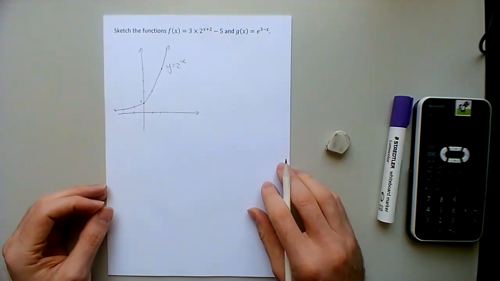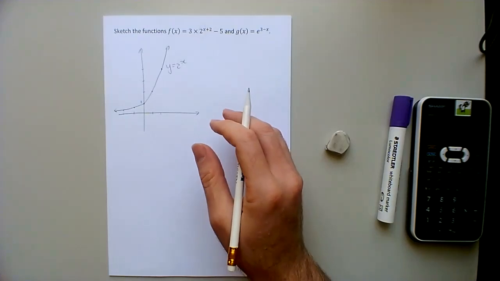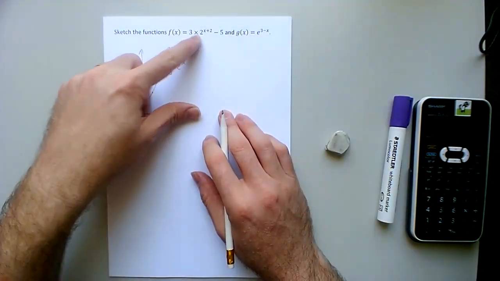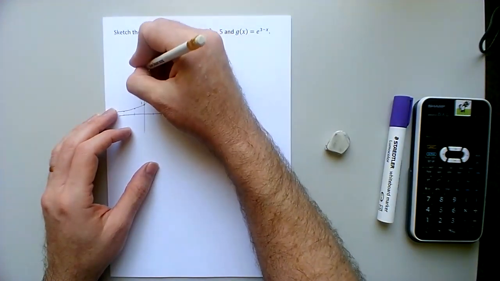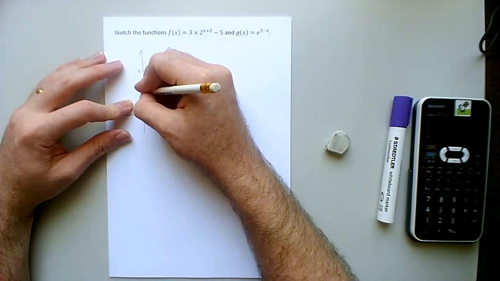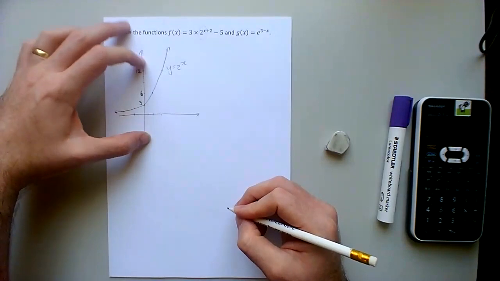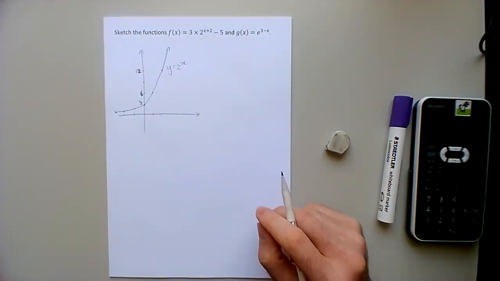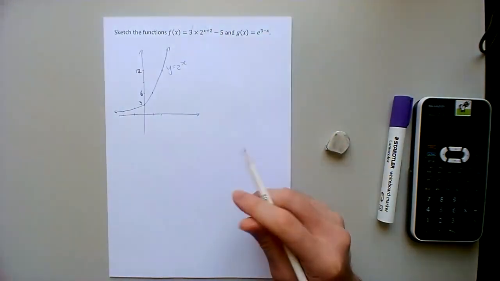Okay, but it's not 2 to the x. It's had some stuff done to it. So first it's got 3 times, so all of my y coordinates are multiplied by 3. So these things that were 1, 2, and 4 before are now 3 and 6 and 12. I reckon I can stretch them out when I draw the function properly in a second. Okay, so that deals with that.